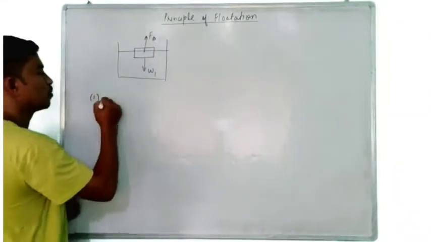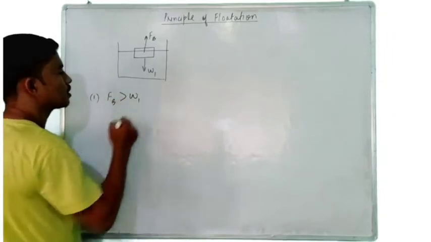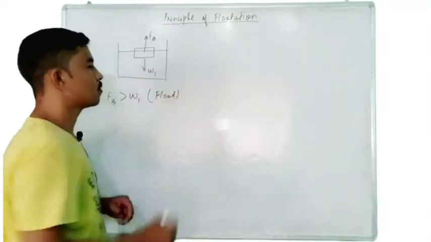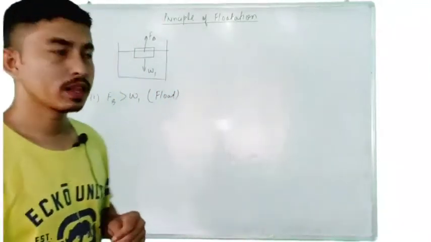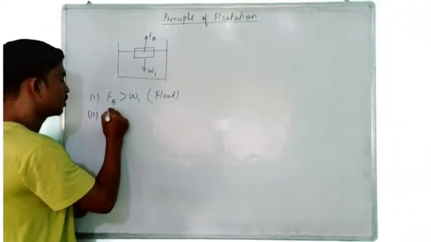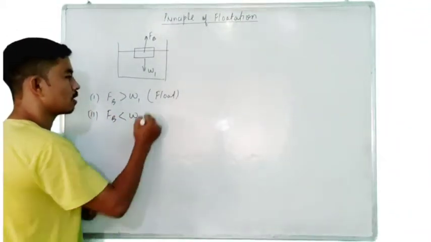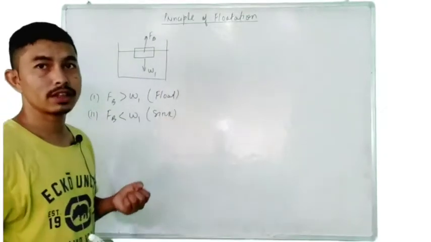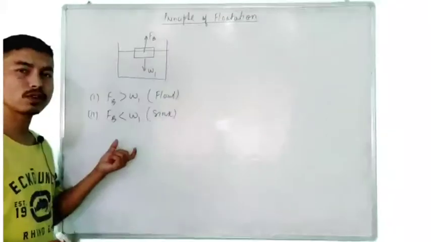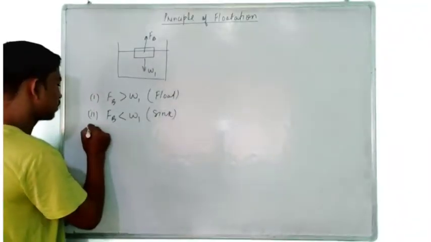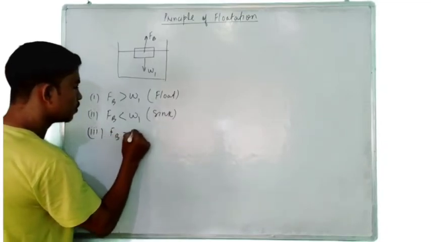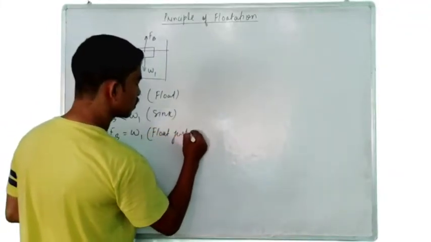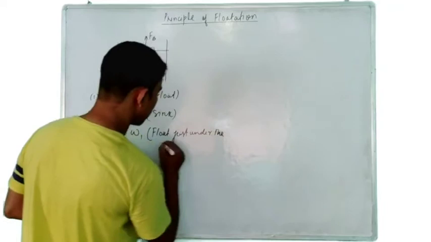The first case is when the upthrust is greater than the weight of the body. Obviously in this case the body will float on the surface of the liquid. The second case is when the upthrust is less than the weight of the body. Then the object will sink. The third case is when the upthrust is equal to the weight of the body. It will float just under the surface of the liquid.